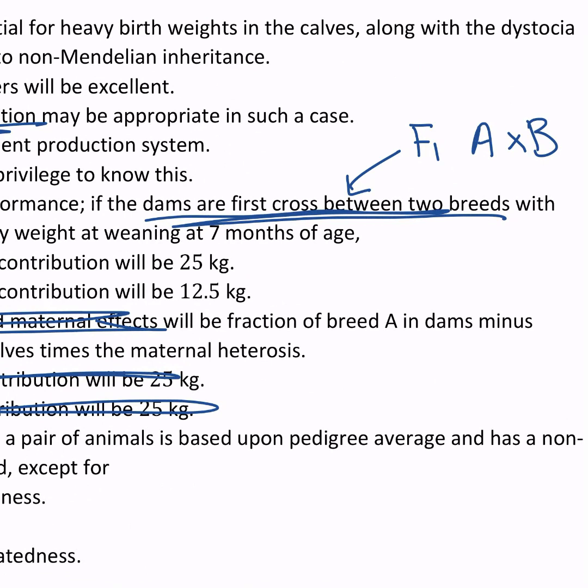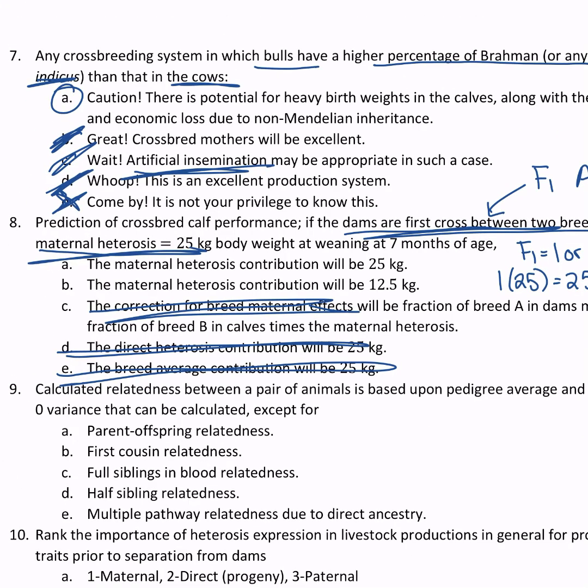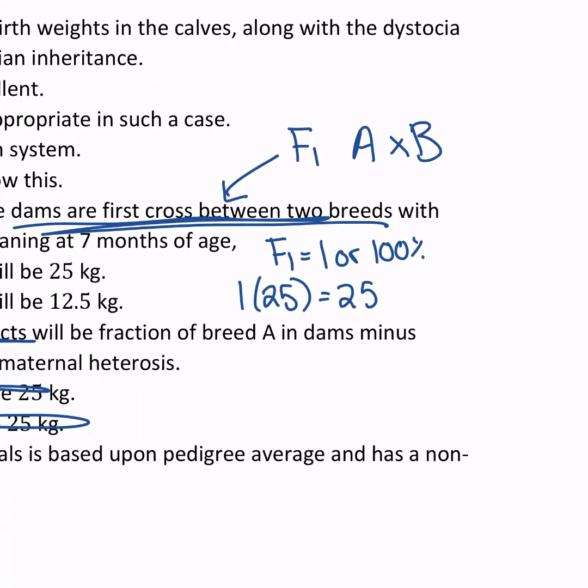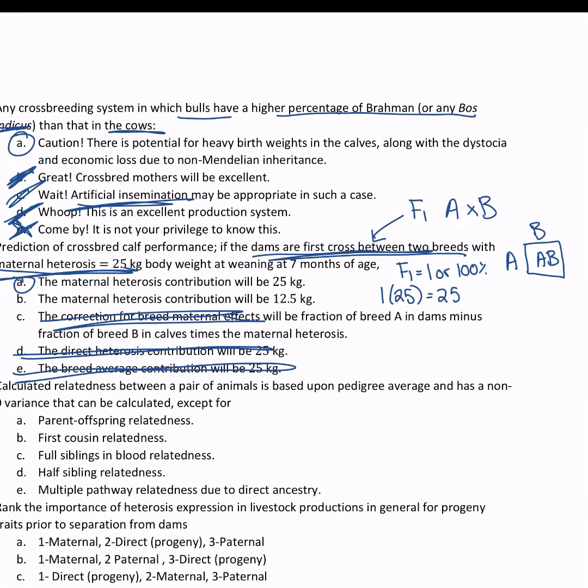And as we know, the fraction of breed heterozygosity in F1s is 1 or 100%. We get 100% breed heterozygosity in an F1. So that would be like taking our 1 and multiplying by 25. So we know that the maternal heterosis contribution will be 25 kilograms. And even if you didn't know right off the top of your head that F1s have 100% breed heterozygosity, you can make yourself just a little Punnett box. It'd be an Angus times a Brahman in this case, and you get 100% of the boxes having breed heterozygosity, so Angus and Brahman. So the correct answer is maternal heterosis contribution of 25 kilograms.